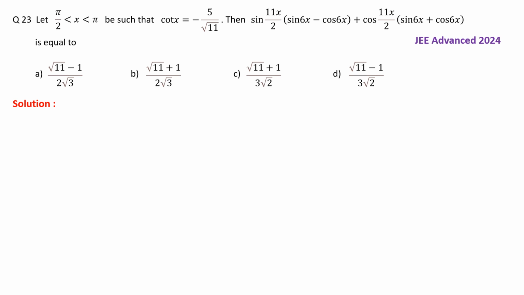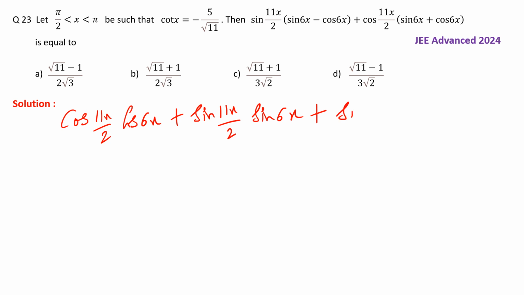will first of all open up all the brackets and rearrange the terms. Now after rearranging the terms, I can write this expression as cos of 11x by 2 into cos of 6x plus sine of 11x by 2 into sine of 6x plus sine 6x into cos 11x by 2 minus cos 6x into sine 11x by 2. Right? Now, why I have written like this?